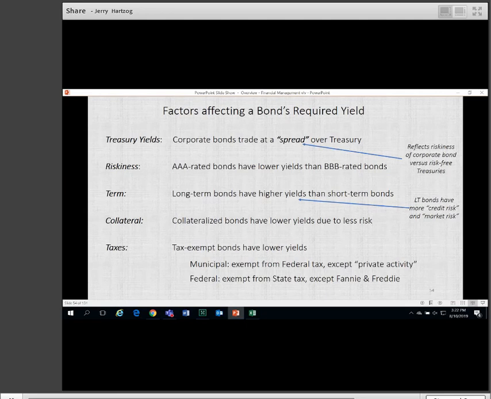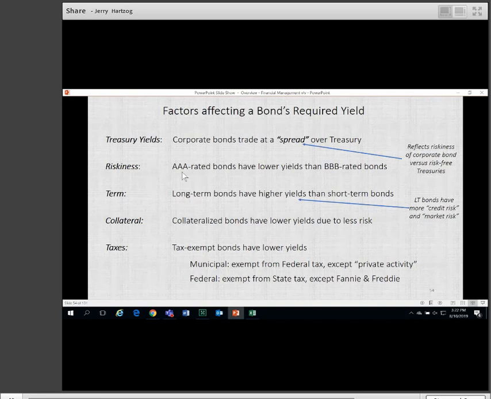Well, what happens if developments in the economy are such that Treasury yields increase to 3.5%? In that case, the price of that corporate bond would have to drop until it reaches a yield of 4.5%, maintaining that 1 percentage point yield spread over Treasury. And again, that spread just reflects the investor's judgment as to the riskiness of the corporate bond versus risk-free treasuries. So generally, risk plays a role.